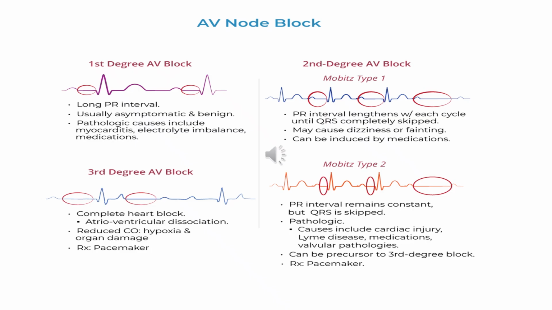You may see it in patients who have electrolyte imbalances. You can also see it in patients who take certain medications, such as your beta blockers or your calcium channel blockers.